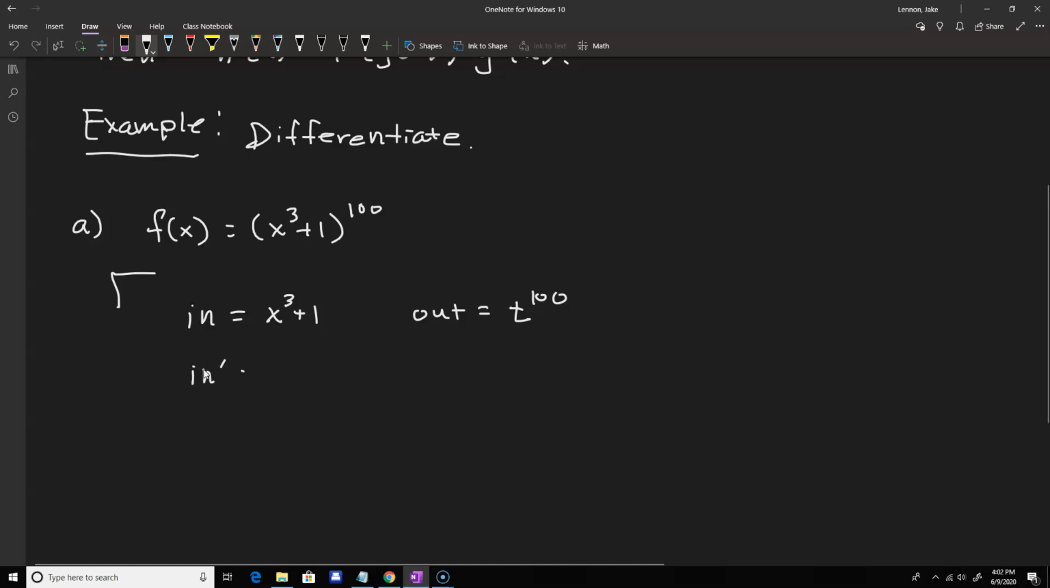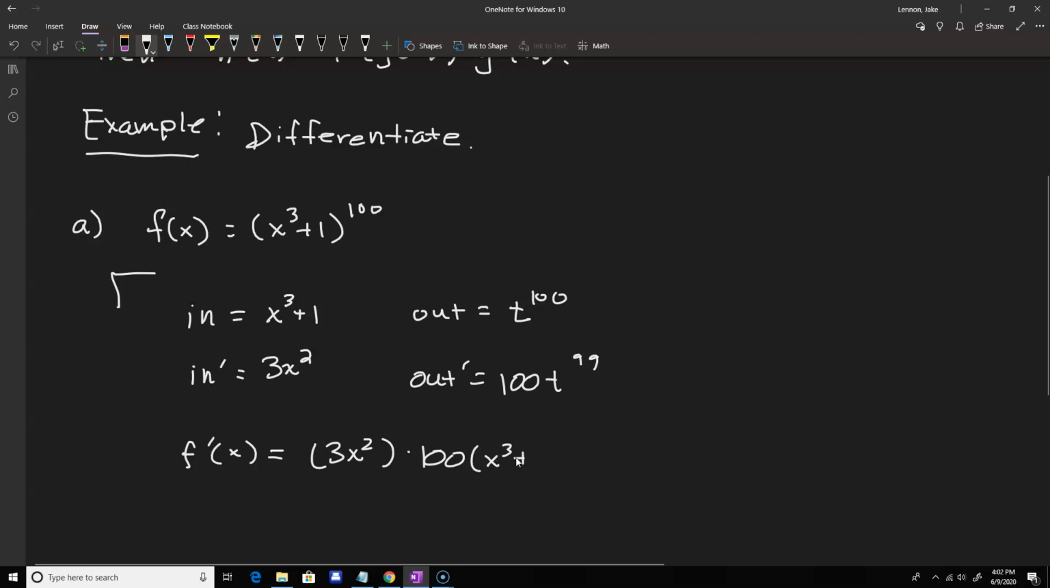So then you just take the derivative of each one of these in the usual way. So we get 3x squared, the derivative of 1 is 0. The outside prime, we bring down the 100 and lower it by 1, so we get 100t raised to the 99th power. And then f prime of x is formed by essentially multiplying the bottom row here. So we're going to take 3x squared and multiply it by 100t to the 99th, but we're going to change t into the x cubed plus 1. So we have 3x squared times 100, and then change t back into x cubed plus 1. It was really just a placeholder variable for that inside function anyway.